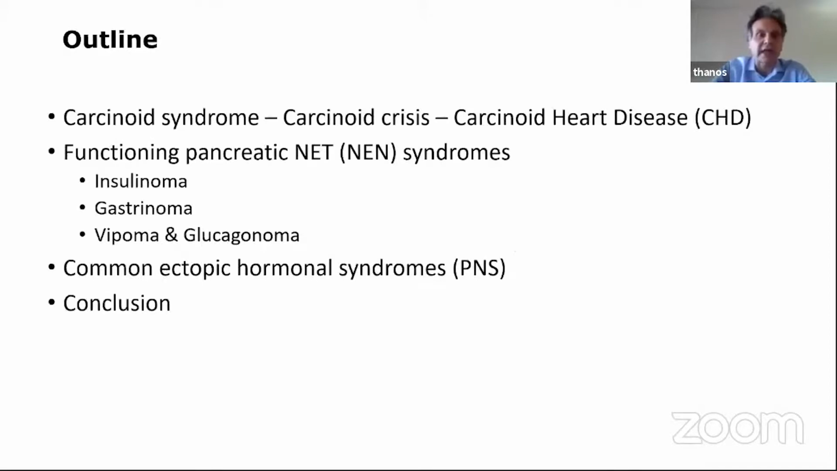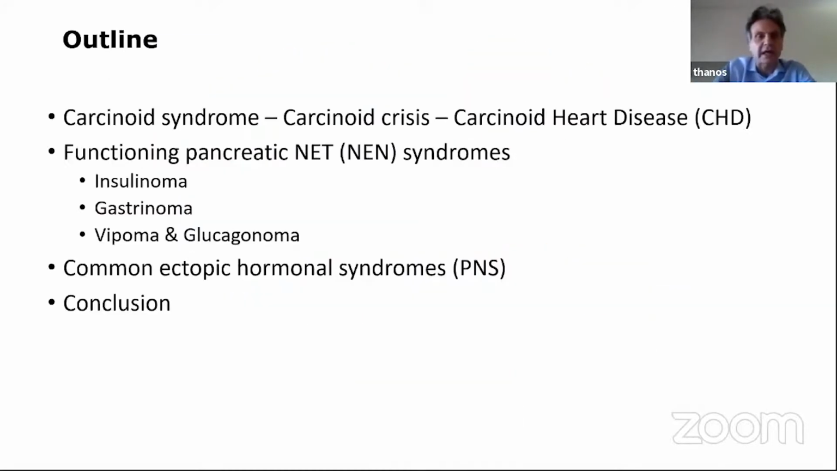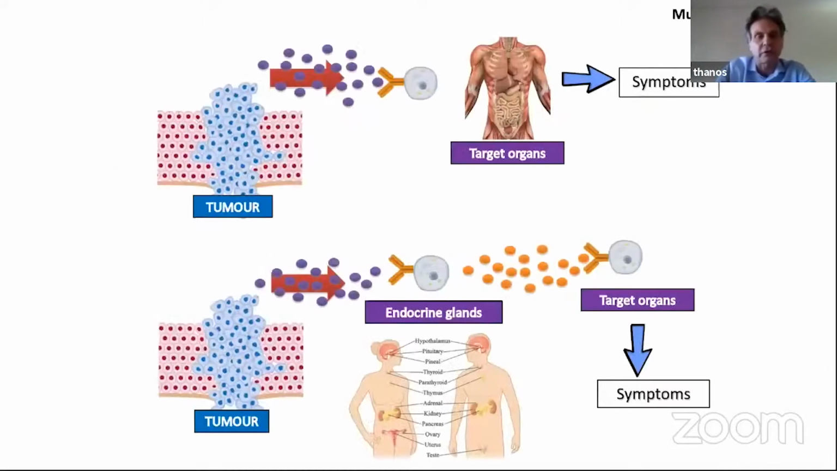I'm just going to discuss carcinoid syndrome and pay some special attention to carcinoid crisis, a few words about carcinoid heart disease. And then I'm going to expand on functioning neuroendocrine tumors, the most common ones, and then discuss the ectopic hormonal syndromes roughly, and then hopefully reach a conclusion.